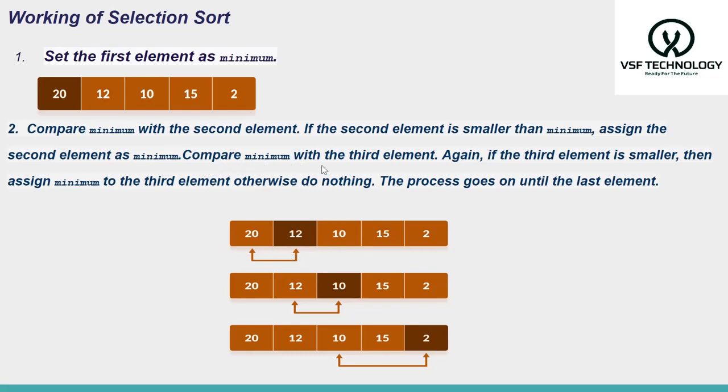Now see, compare the minimum with the third element. Again, if the third element is smaller, then assign the minimum to the third element, otherwise do nothing. The process goes on until the last element. Now the minimum element is compared with the third element. The third element is less than the minimum element. Now we get a new minimum element, 10. Again the minimum element is compared with the fifth element. The fifth element is less than the minimum element. Now we get a new minimum element, 2.